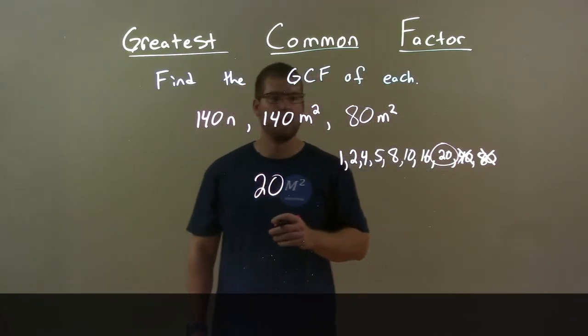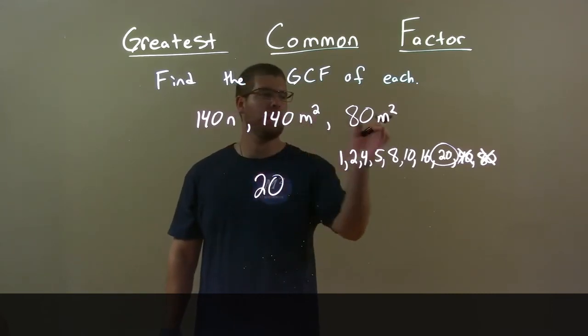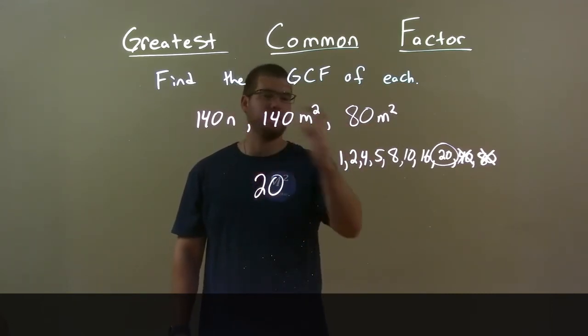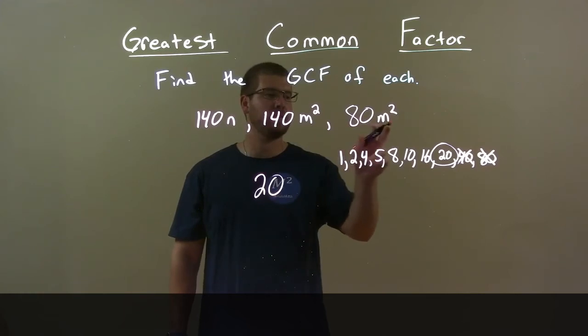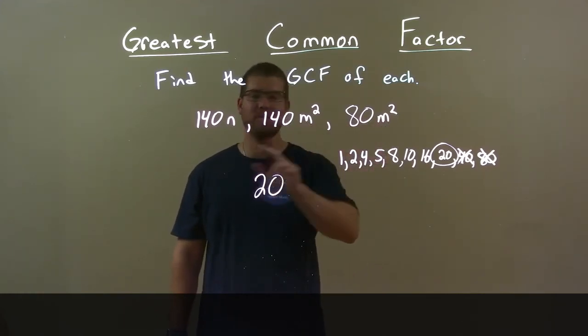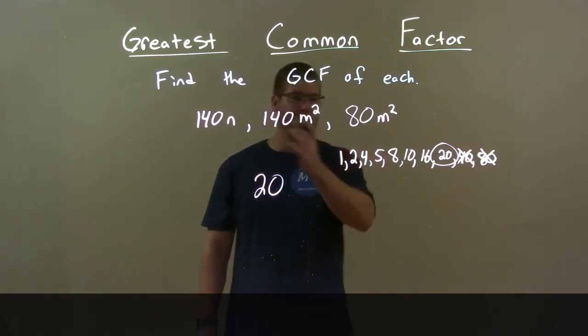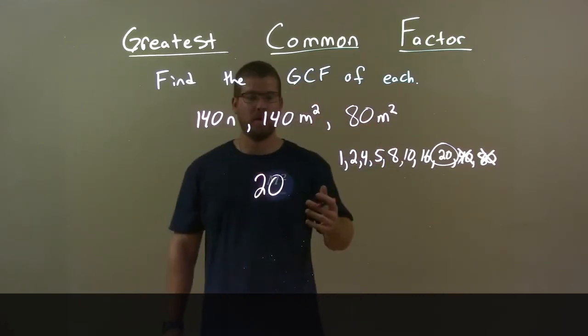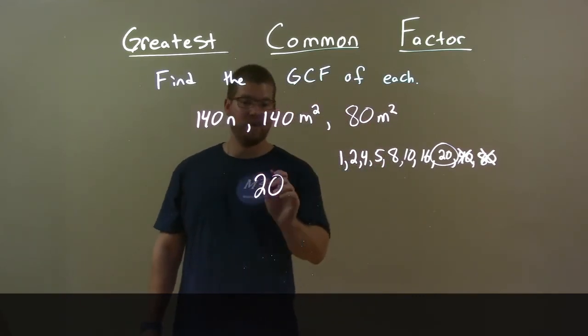So now let's deal with the variables. Well, we have one n here and no n's. So no n is shared. We have two m's here, two m's here, but no m's there. So m is not shared amongst them all either. So my final answer is just the number 20.